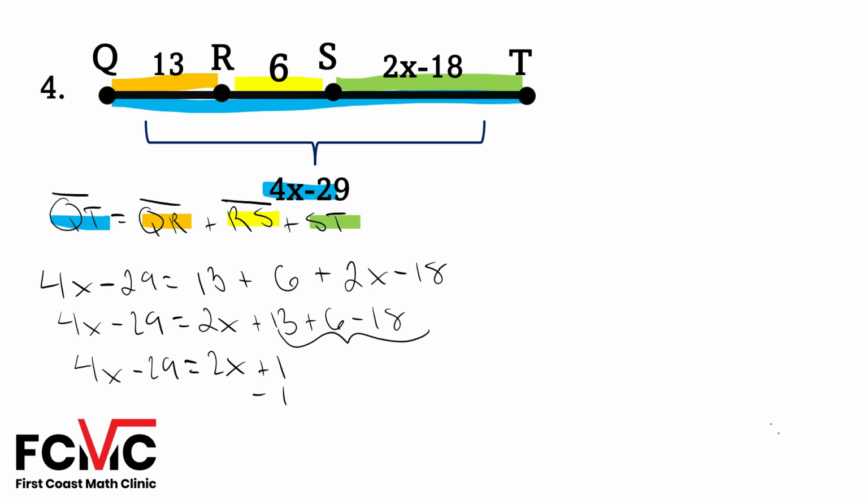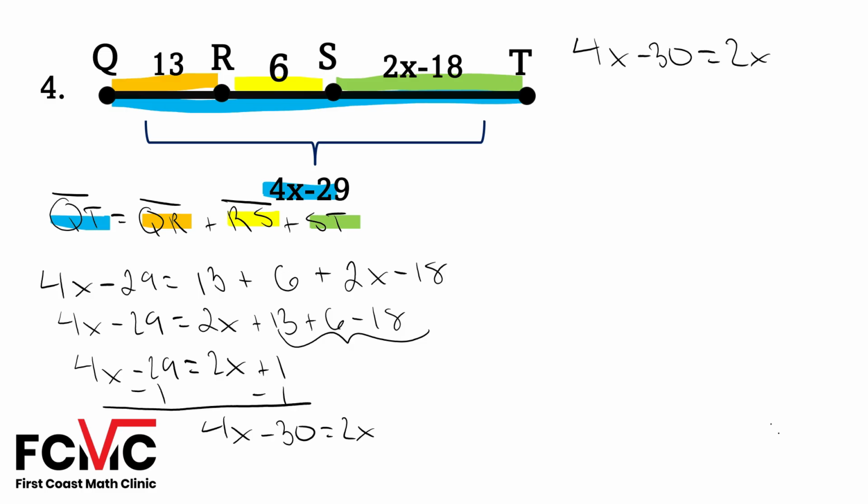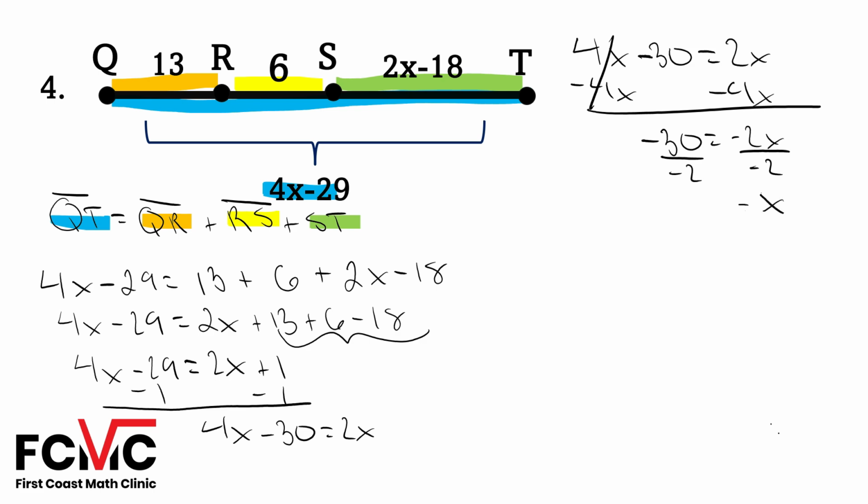Let's subtract 1 and subtract 1 from both sides. So we're going to get 4x minus 30 equals 2x. I'm going to finish this up here. So 4x minus 30 equals 2x. Let's subtract the 4x and 4x. We'll get negative 30, so I want to keep the sign with that 30. Negative 30 equals negative 2x. Divide by negative 2 and negative 2, and we get x equals 15 as our value for x.